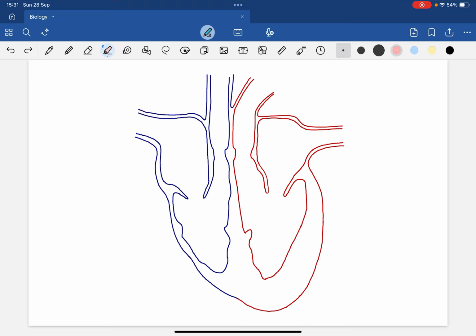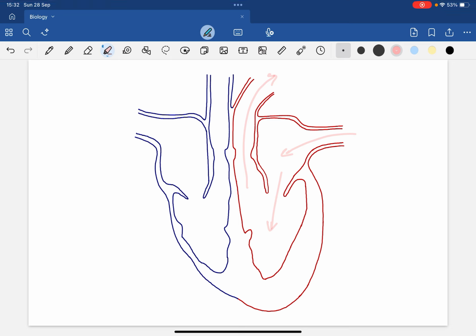We receive oxygenated blood from the lungs, and it enters the left atrium through the pulmonary vein, and then it enters the left ventricle through the heart valves, and then it leaves through the aorta and travels around the rest of the body, which requires that oxygen.